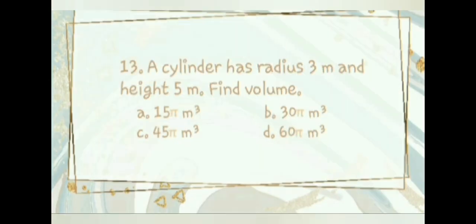Okay, so number 13. A cylinder has a radius of 3 meters and a height of 5 meters. So we are asked to find the volume. First, we write the given: the radius is 3 meters, then the height is 5 meters.